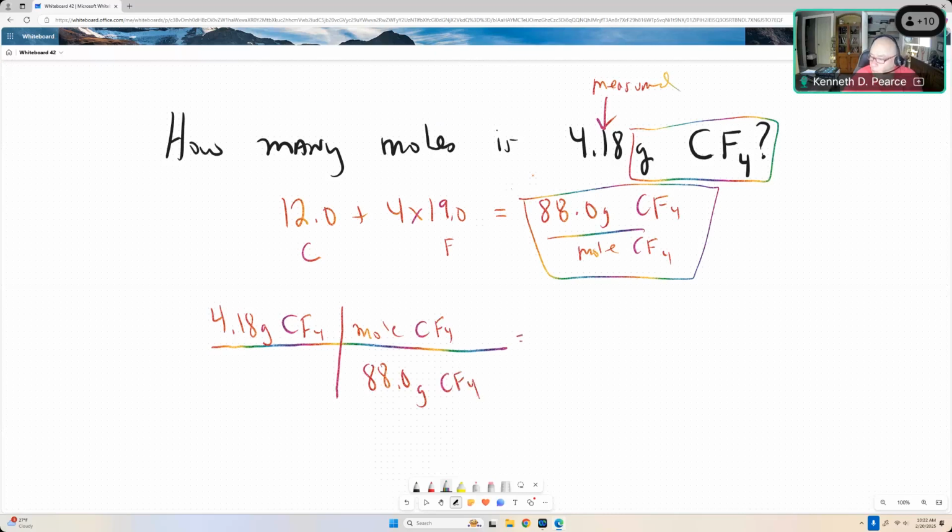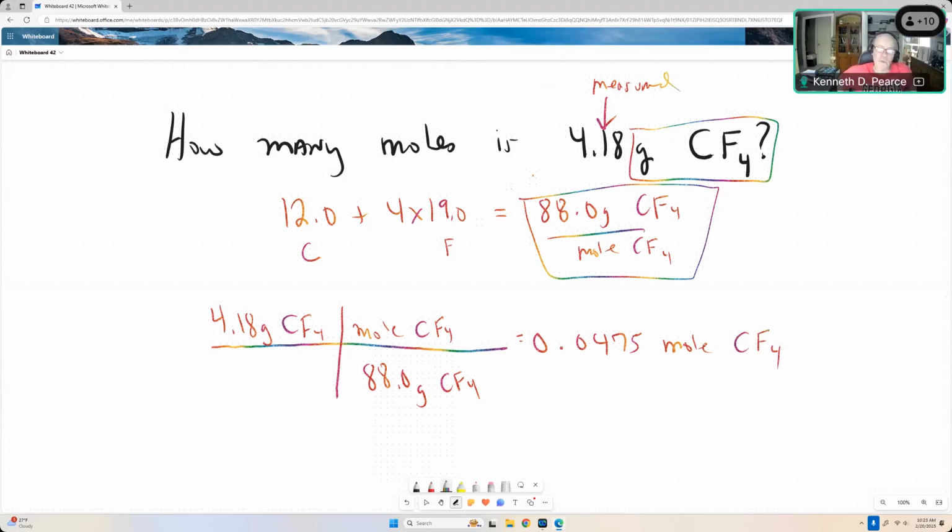There it is, and I put that in my calculator. Hopefully I didn't mess that part up. And I got 0.0475 mole CF4. That's what I got. What do you think? Did you get that? Yeah. Well, all right. See, it isn't that bad.